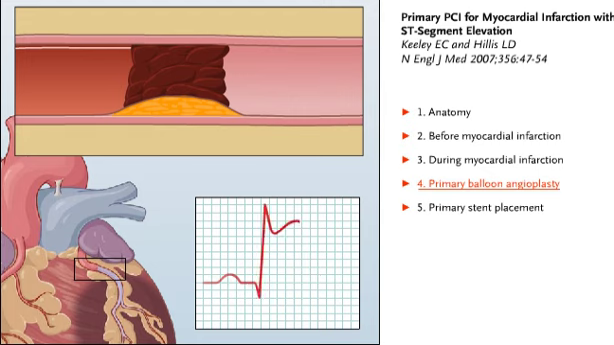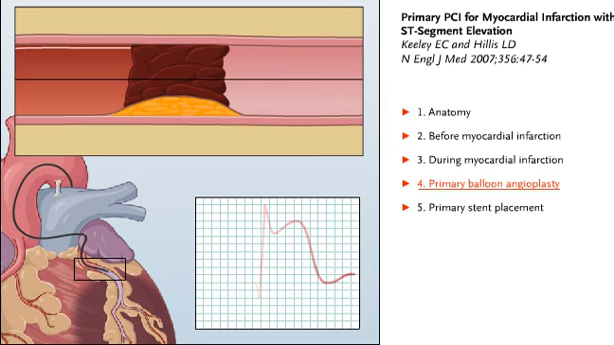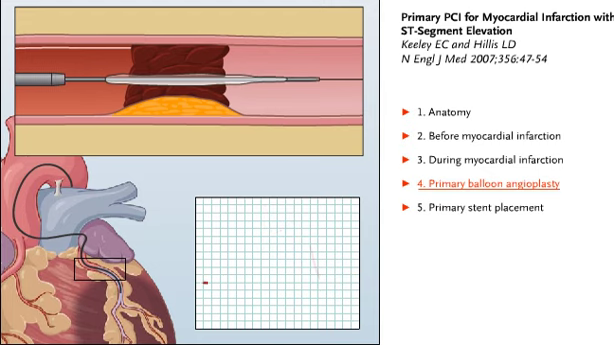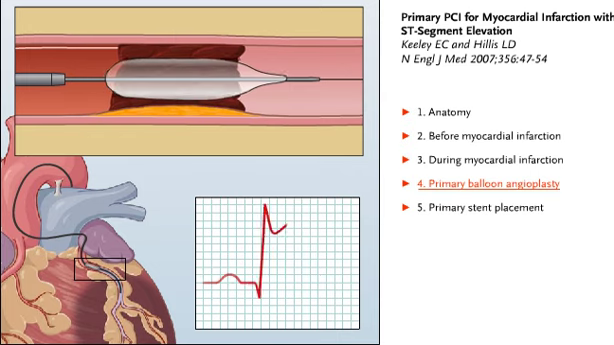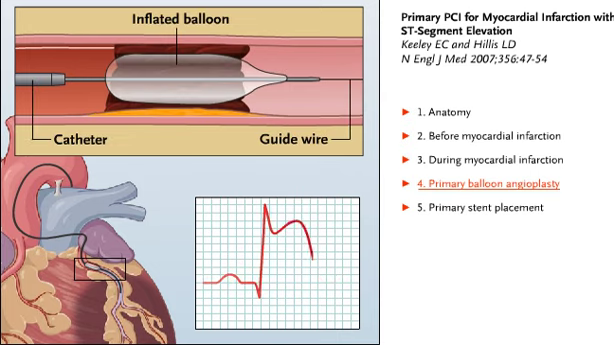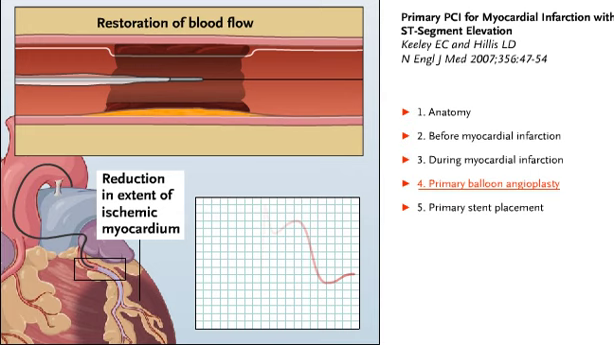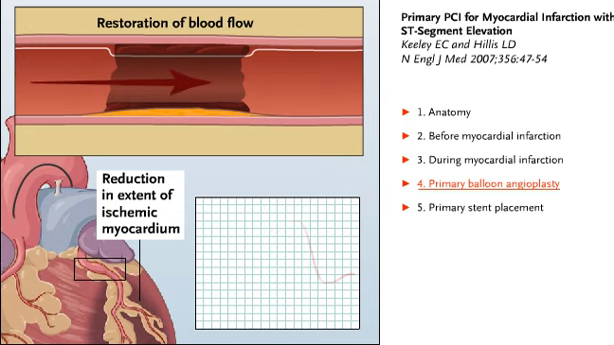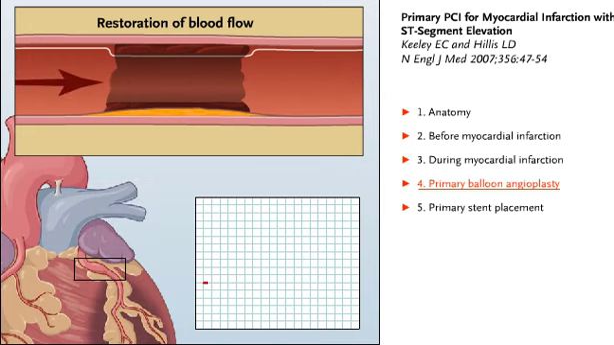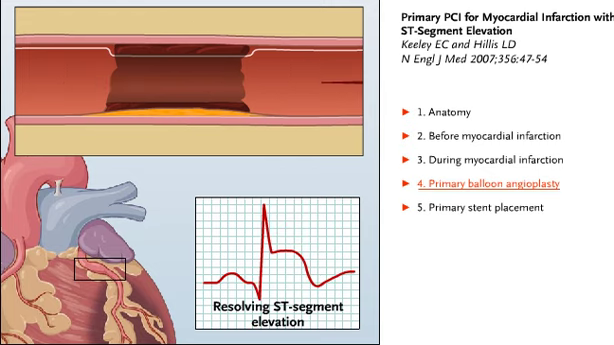During balloon angioplasty, a thin metal guide wire is advanced into the occluded coronary artery and past the occlusive thrombus, after which a deflated balloon catheter is advanced over the wire, positioned at the site of the occlusion, and inflated for 1 to 3 minutes. Then the balloon is deflated and retracted. Coronary arterial blood flow is restored, thereby relieving the ischemia. As a result, the ST segment elevation begins to resolve.